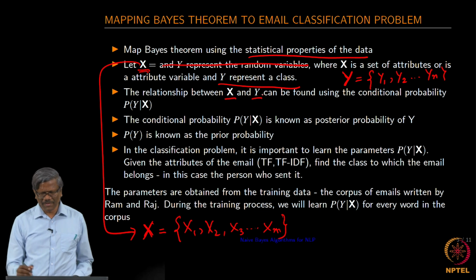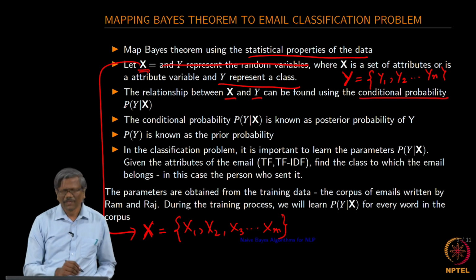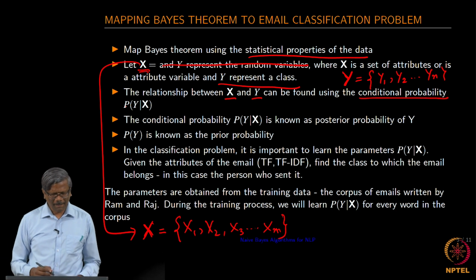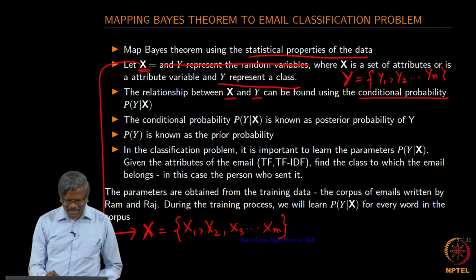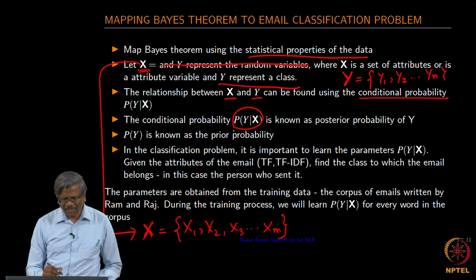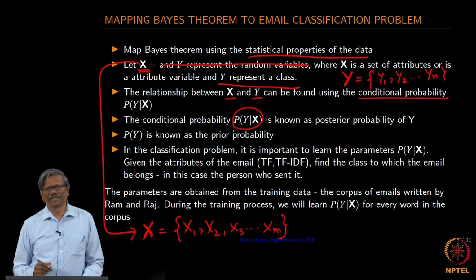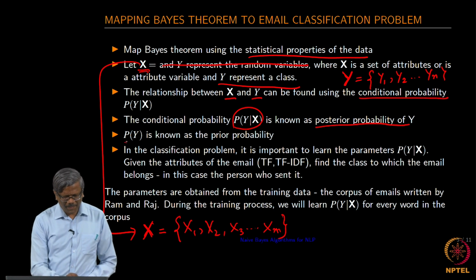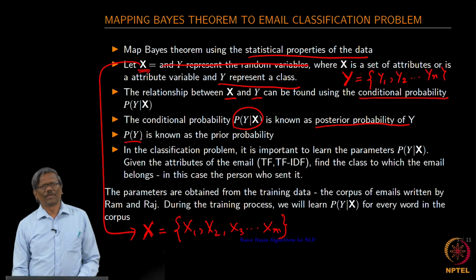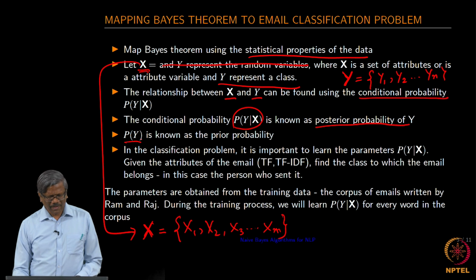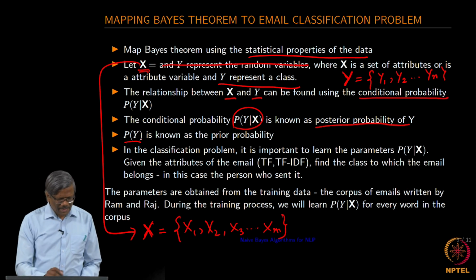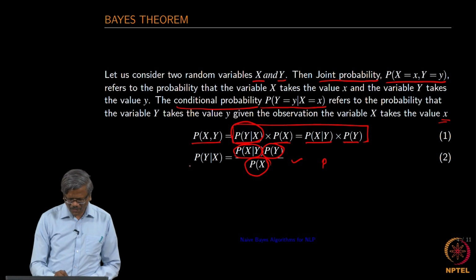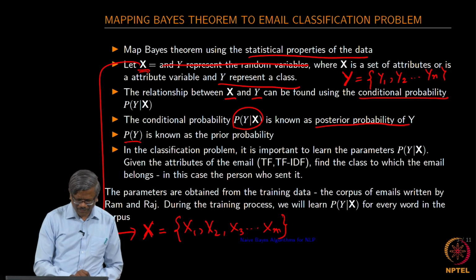So, we want to find out the relationship between x and y. Let us use the conditional probability to find out the relationship between x and y. In this case, since we are going to be finding this, this is the posterior probability of y, and Py is known as the prior probability.